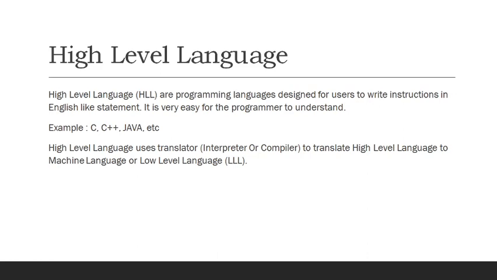High level language. High level languages are programming languages designed for the user to write instructions in English-like statements, like C equals A plus B. It is easier for a programmer to understand. Examples: C, C++, Java, etc. High level language uses translator, interpreter or compiler or both to translate high level language to machine language or low level language, also known as LLL.